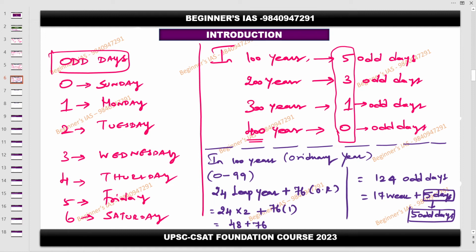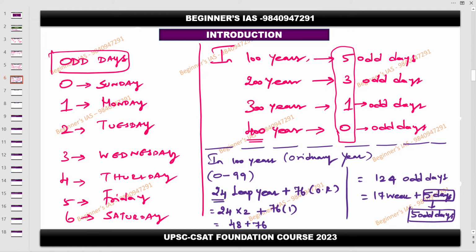What is the shortcut way? You need to identify the number of leap years before 99. Before that, the 4 table gives 96. So 4 into dash is equal to 96. It's a simple 4 multiple. 4 into dash is equal to 96, which is 24. Okay, 24 leap years are there.